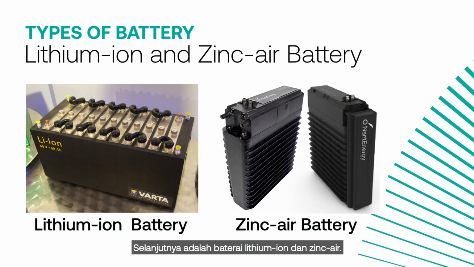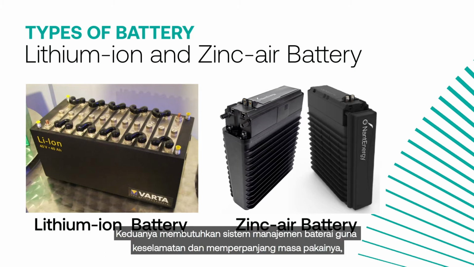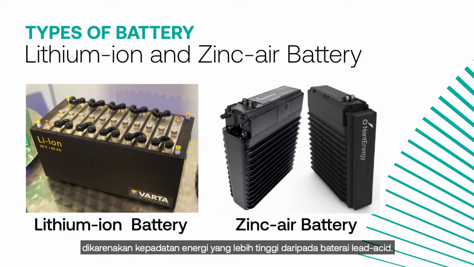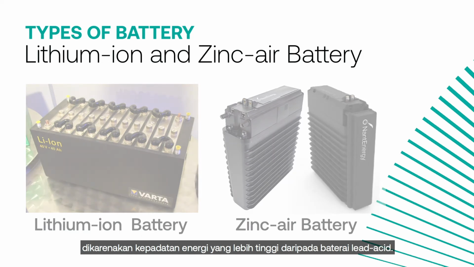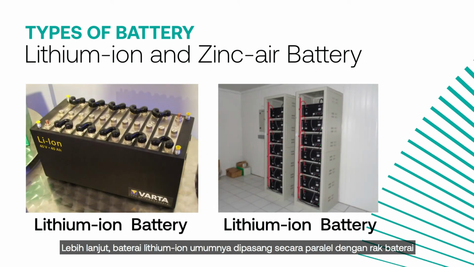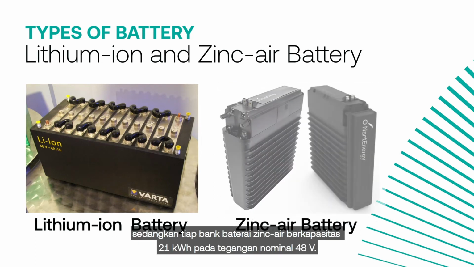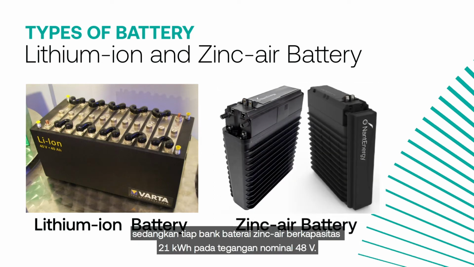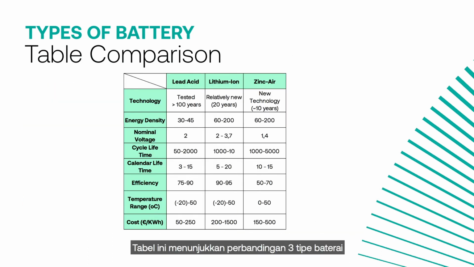Next, there are lithium-ion and zinc-air batteries. Both require battery management system for safety and to extend its lifetime due to higher energy density than lead-acid. Furthermore, the lithium-ion battery blocks usually are installed parallel to the battery rack, for which each block has a nominal capacity of 100 ampere hours at a nominal voltage of 48 volts. Whereas each bank of zinc-air battery has a capacity of 21 kWh at a nominal voltage of 48 volts. The table shows comparison of the three types of battery.